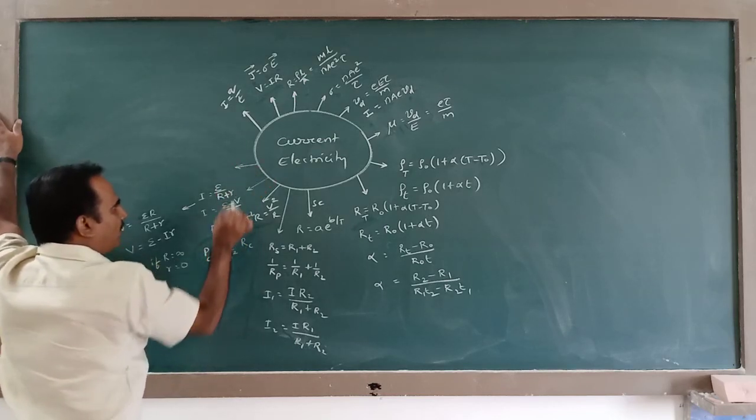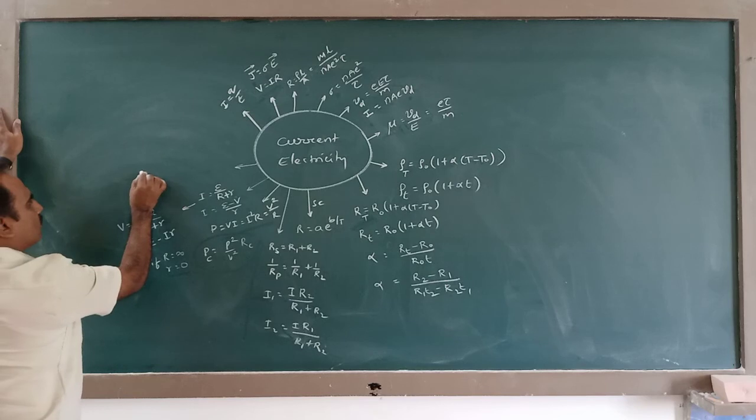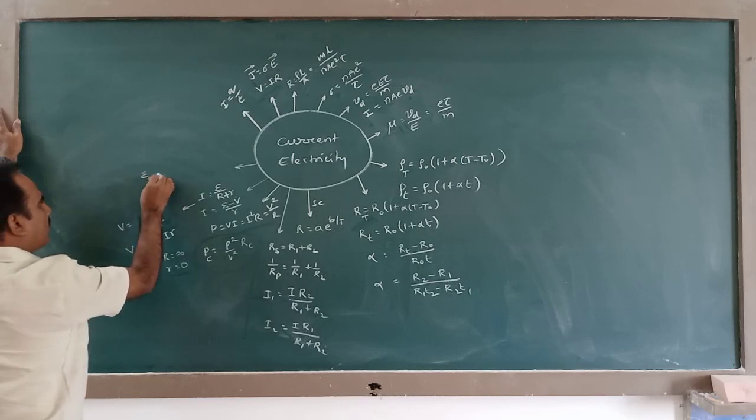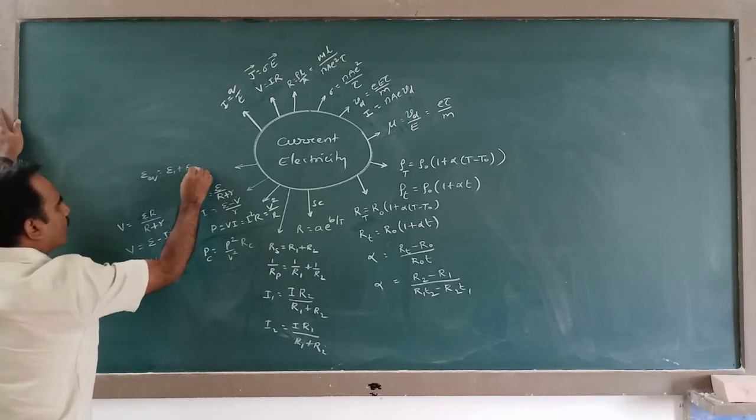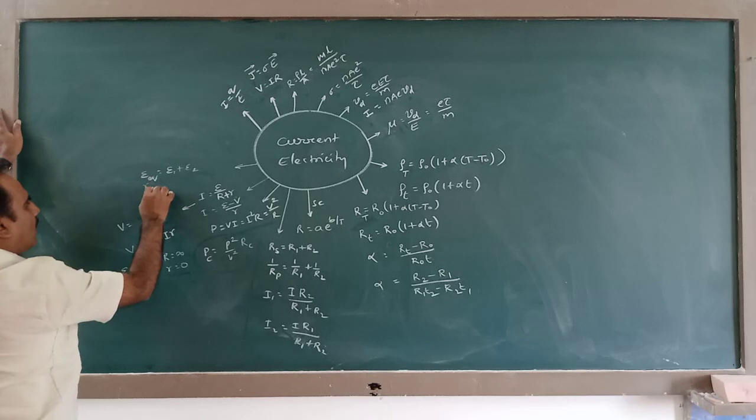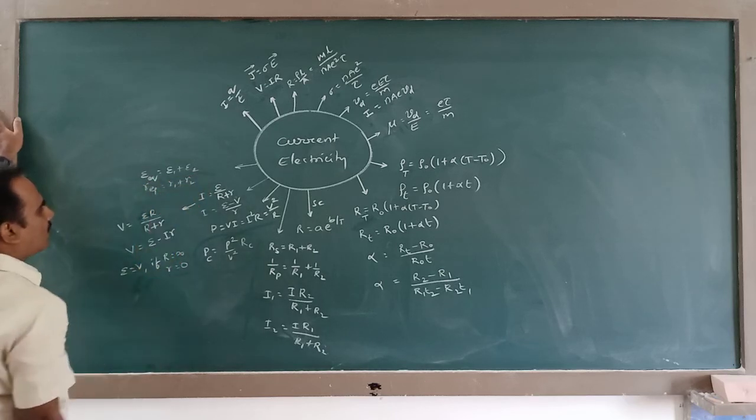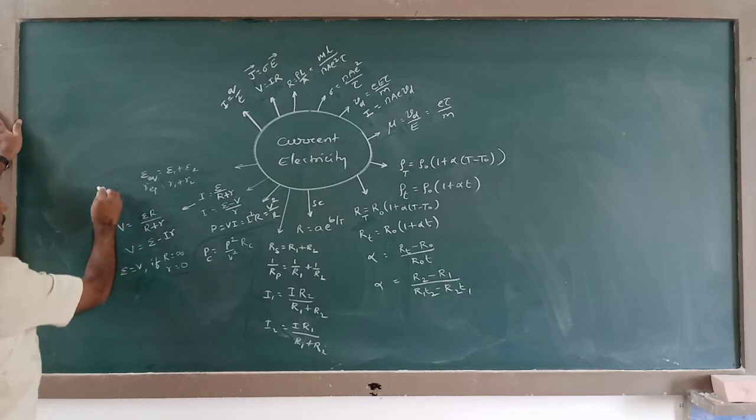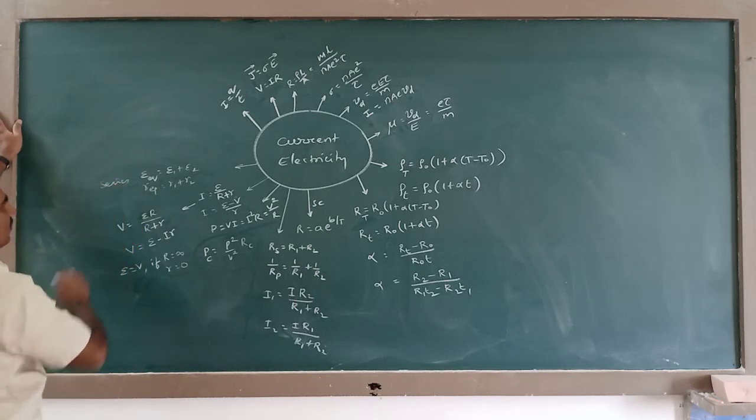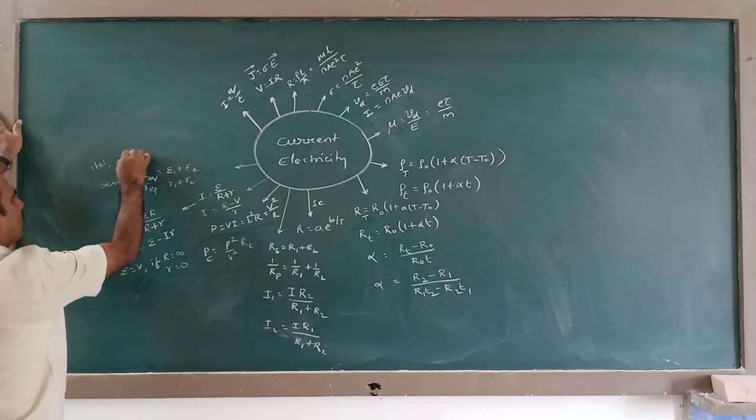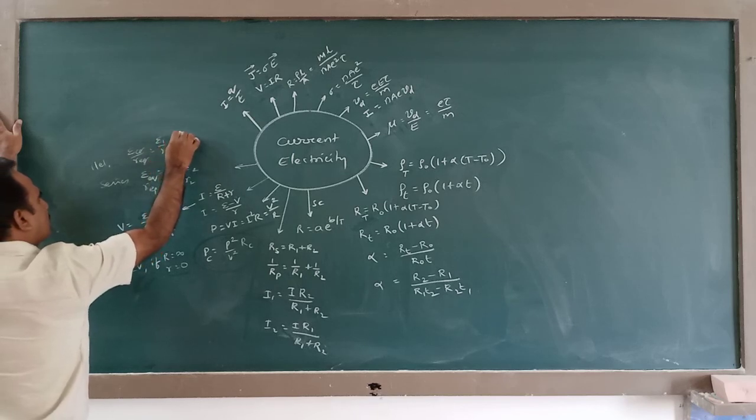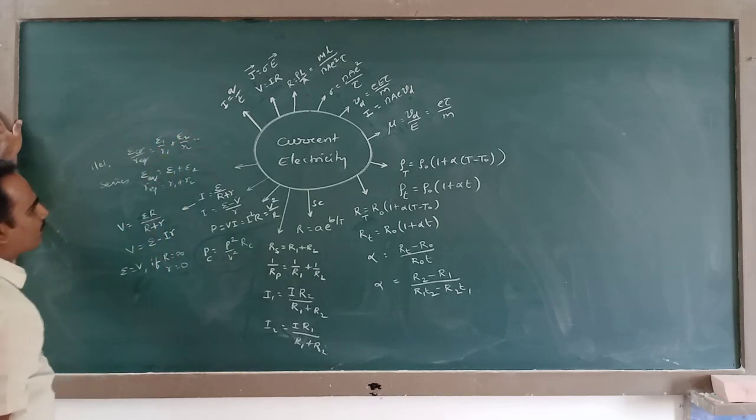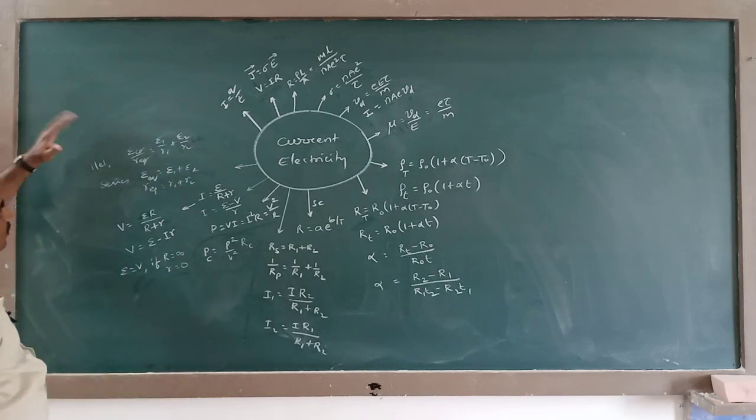After this you studied about combination of cells. The effective equivalent EMF in series combination is E1 plus E2, and R equivalent is equal to R1 plus R2. In case of parallel combination, E equivalent divided by R equivalent is equal to E1 by R1 plus E2 by R2 and so on. So this is about the series and parallel combination of cells.